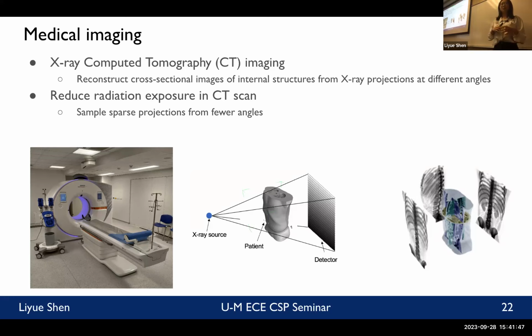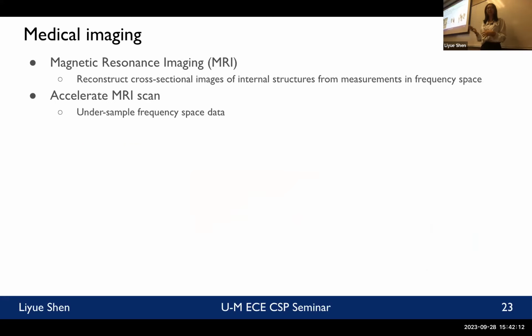So how can we reduce the radiation exposure during the CT scanning? Sparse view CT reconstruction is one possible answer for this, which means that if we reduce the required sampled projections from the different view angles, this could largely reduce the number of projections we need and also reduce the radiation exposure during the CT scanning.